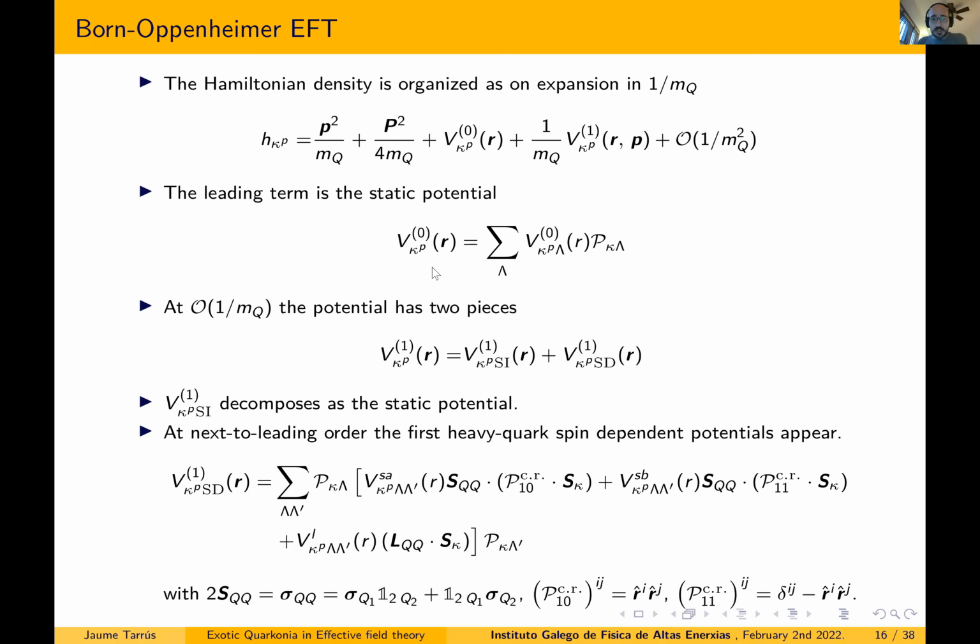Okay, the static potential is a scalar in the spin space of the heavy quarks, so it can only be decomposed into the spin space of the light degrees of freedom. And as I argued before, the general basis for this decomposition is the projection matrices. So this is the most general set of operators you can find for the static potential. And then for the 1 over m_q suppressed potential, you have two pieces, one that depends on the spin or angular momentum of the heavy quarks and one that does not. The one that does not decomposes in the same way as the static potential, while the one that does is given here in its most general form.